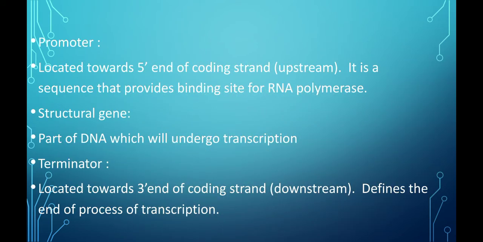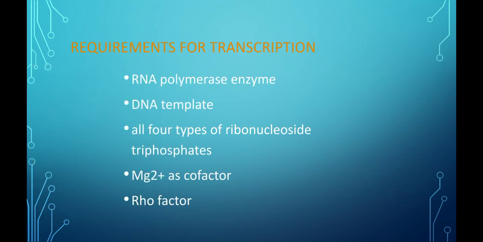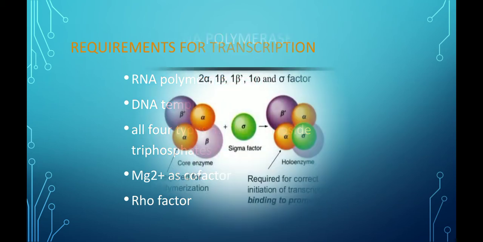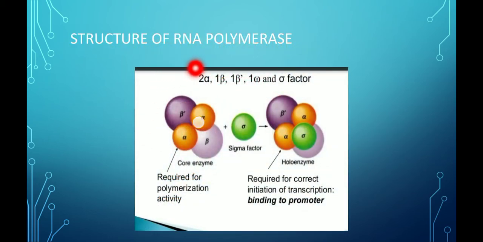For the process of transcription, a number of requirements are there. One is the RNA polymerase enzyme, the DNA dependent RNA polymerase enzyme. Second is the DNA template. Third is all four types of ribonucleoside triphosphates, Mg2+ ion as a cofactor, and for termination it requires a rho factor. This is the structure of the DNA dependent RNA polymerase enzyme in prokaryotes.